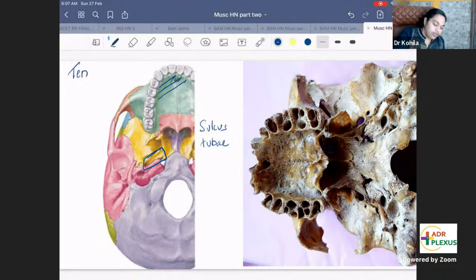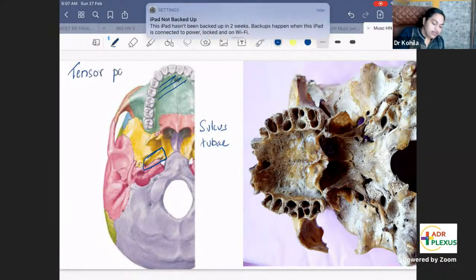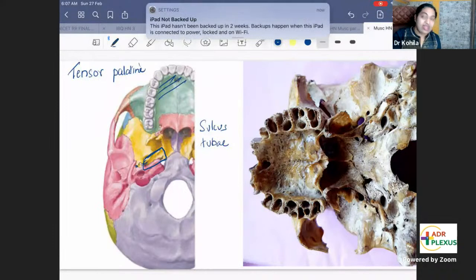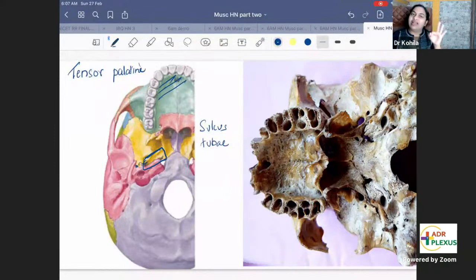Now, the tensor veli palatini muscle. Okay, concentrate on my words. It's going to originate from the spine of the sphenoid, the sulcus tubae, and the lateral part of the cartilaginous part of the auditory tube. Okay, these three things: the spine of the sphenoid, sulcus tubae, and the lateral margin of the auditory tube.